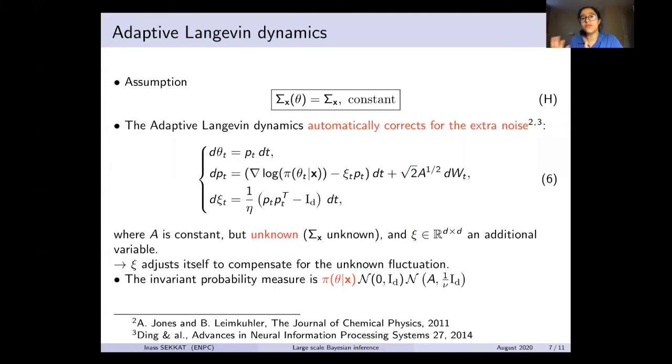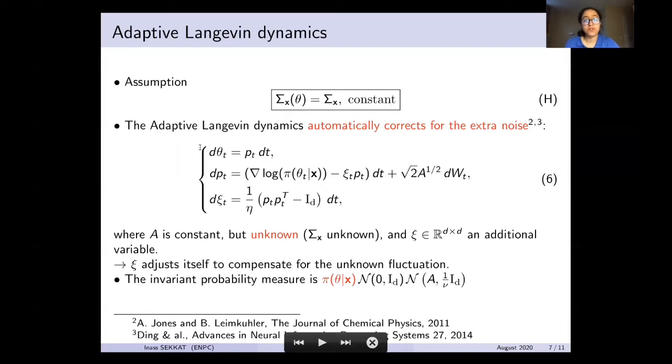So one way to remove the bias due to mini batching when sampling from a probability measure P is the adaptative Langevin dynamics. But before recalling it, we should emphasize the main assumption, which is that the covariance matrix is constant and does not depend on the value of the parameters. So we assume that sigma is constant.